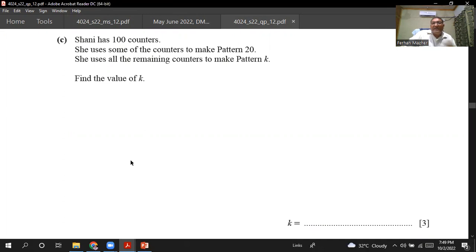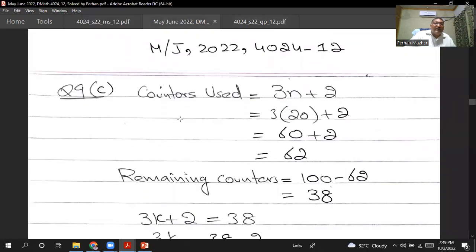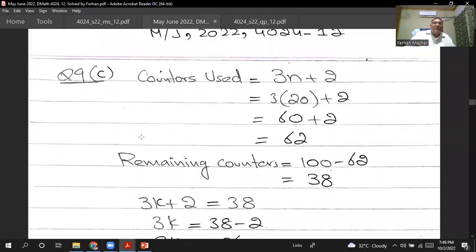She made pattern number 20 with 100 counters. To find the counters she used to make pattern number 20, the rule is 3n plus 2, where the n value will be 20 because it is pattern number 20. So it will be 3 times 20 plus 2, which is 60 plus 2, and that will be 62. So she has used 62 counters to make pattern number 20.